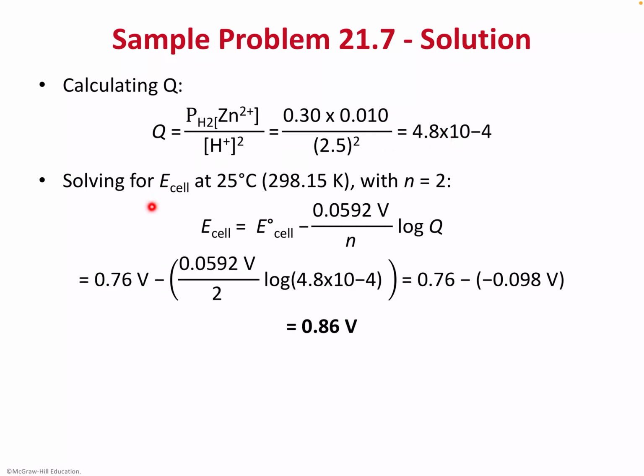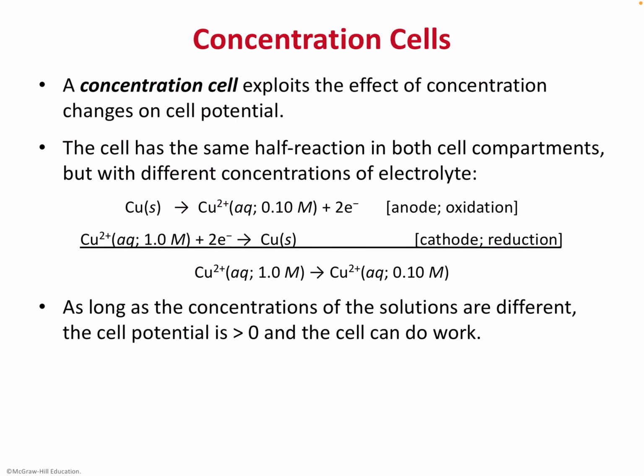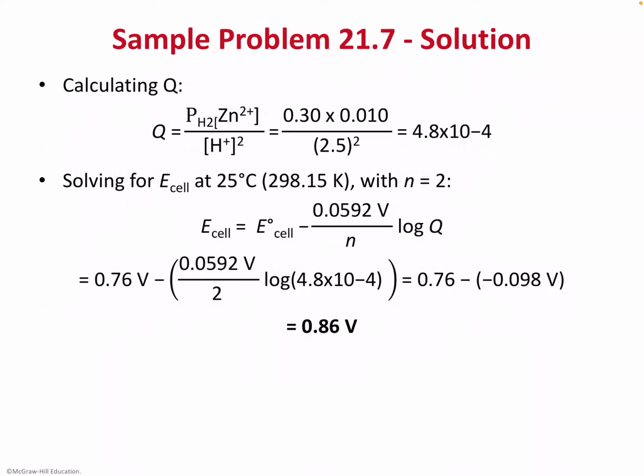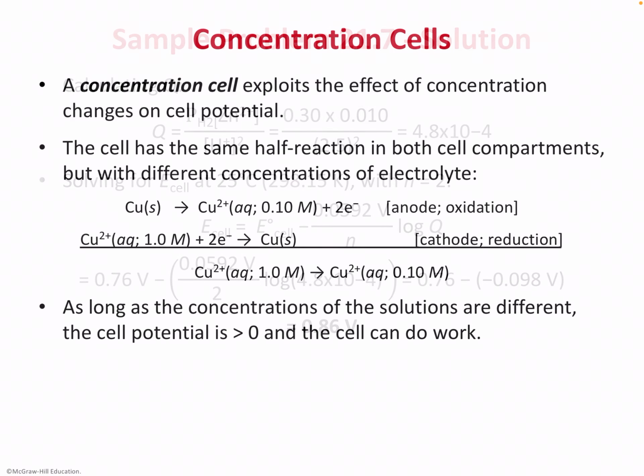So we can now use that equation, E cell equals E naught cell, which is 0.76, minus this value, log 4.8 into 10 to the negative 4. So 0.86. So E cell is 0.86. Okay. That's how you can calculate E cell from a given reaction.